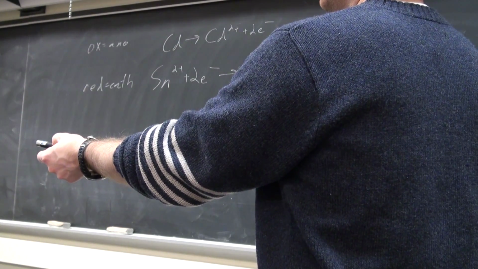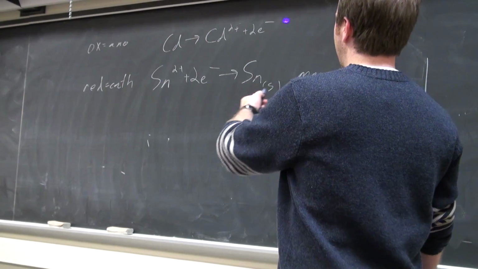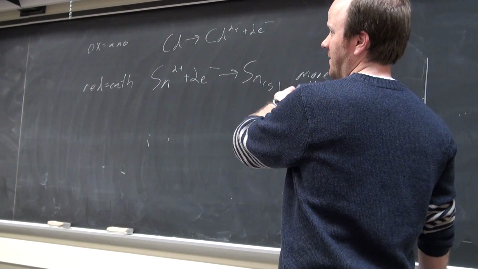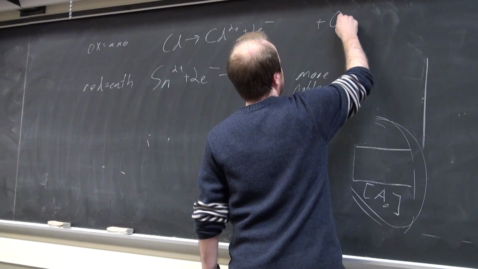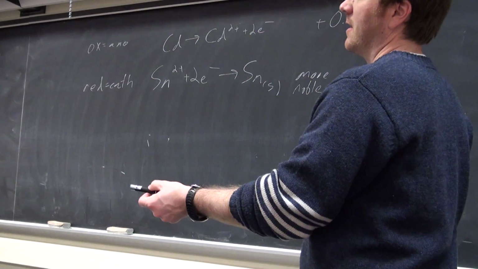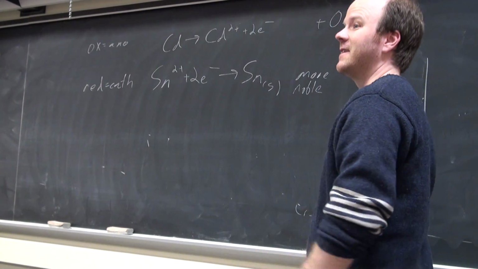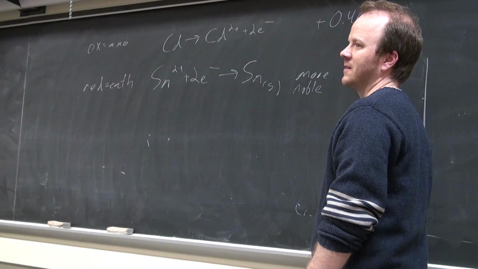Let's see. We have this cadmium. Okay. So what's the half cell potential that we write right here? Positive 0.403 volts. And we've got the tin one. Yeah. That's kind of where I have a problem. In the table, it said, I think it was positive, if I'm not wrong.